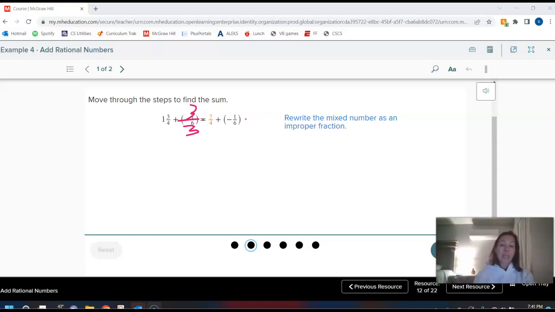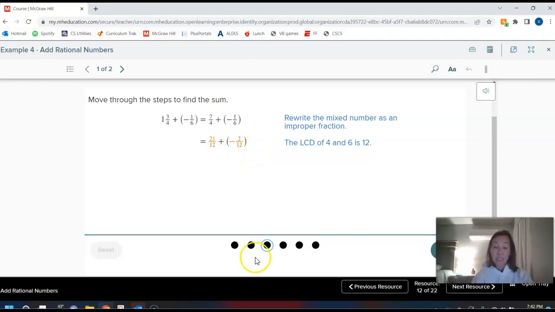And here, 6 times 2 equals 12. So I need to multiply the top and bottom there by 2 over 2. So when you do that, then you end up with 21 over 12 and -2 over 12. So now we've created 2 fractions that do have a common denominator.